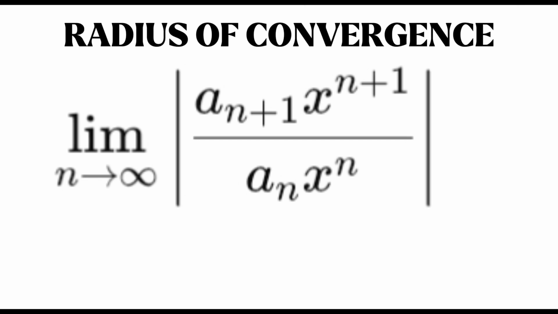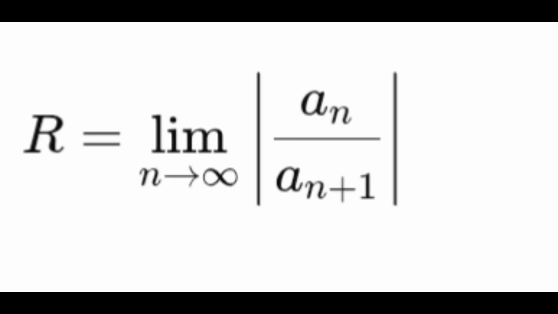Finding the radius and interval of convergence. The radius of convergence, denoted as R, tells us how far from the center a power series remains valid. Mathematically, we find it using the ratio test: the limit of the absolute value of a sub n plus 1 times x raised to n plus 1 over a sub n times x raised to n. If this limit is less than 1, the series converges.